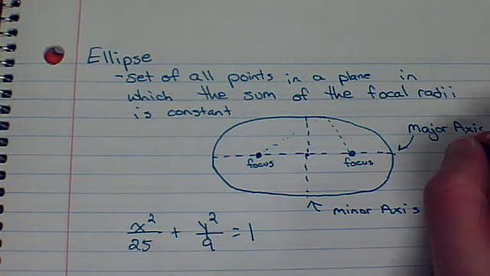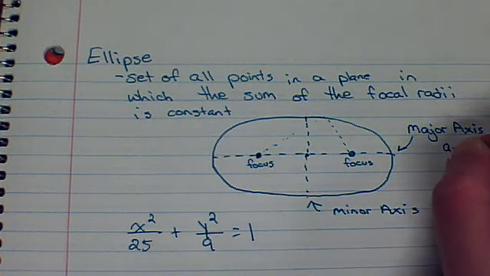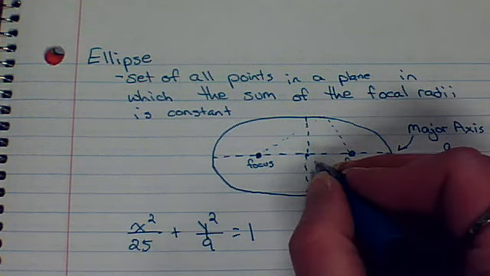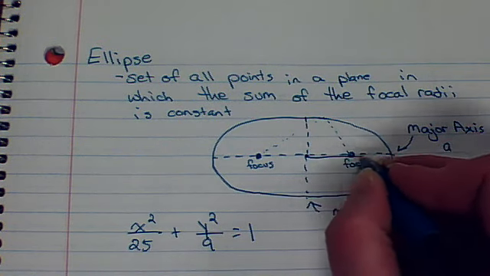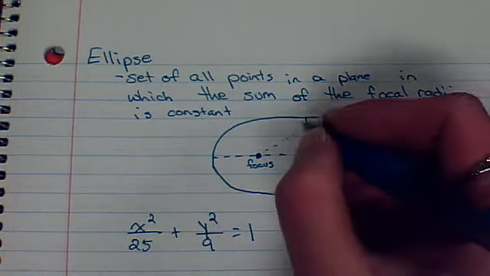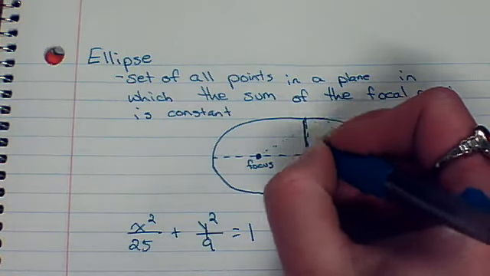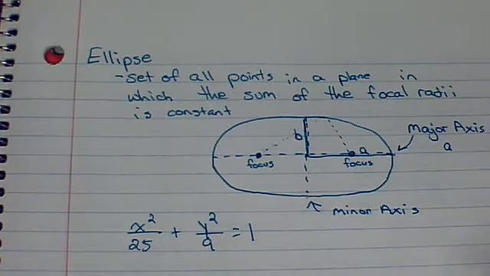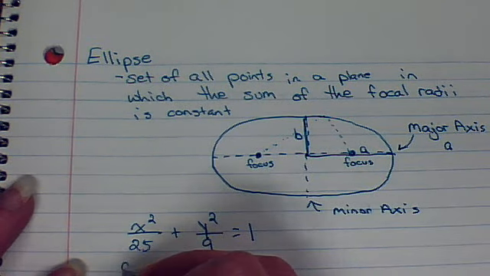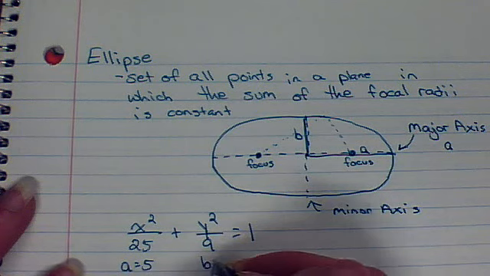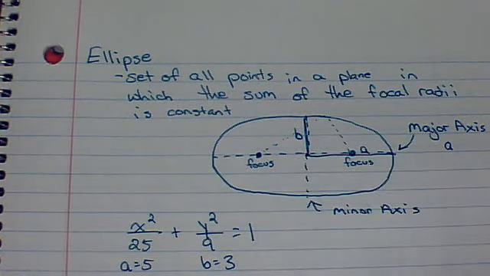Now, A is always, well, basically half of your major axis. So it'd be from here to here. That would be your A. And B is going to be half of our minor axis. So we get this idea here. Now, for this one, A would be 5 and B would be 3. So we have our major axis and our minor axis. Now, finding out how far these foci are takes a little bit of work.